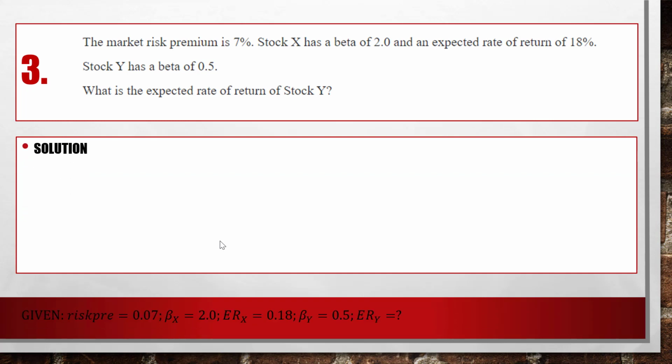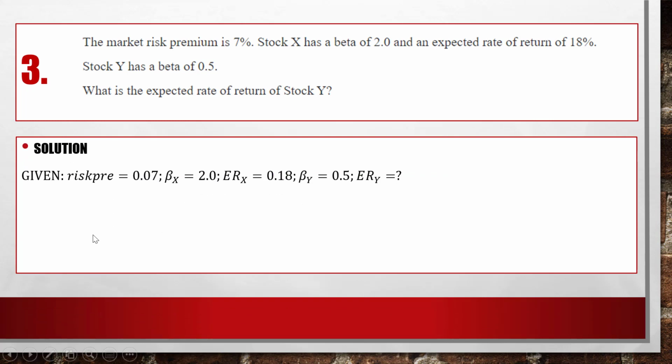So here let's summarize the question. We are given the risk premium is 0.07. Beta of X is 2.0. Expected return of stock X is 0.18. Beta of Y is 0.5, and the question asks for the expected return of Y, RY. So here we are going to use two equations of the security market line. The first one applies for X and the second one applies for Y.